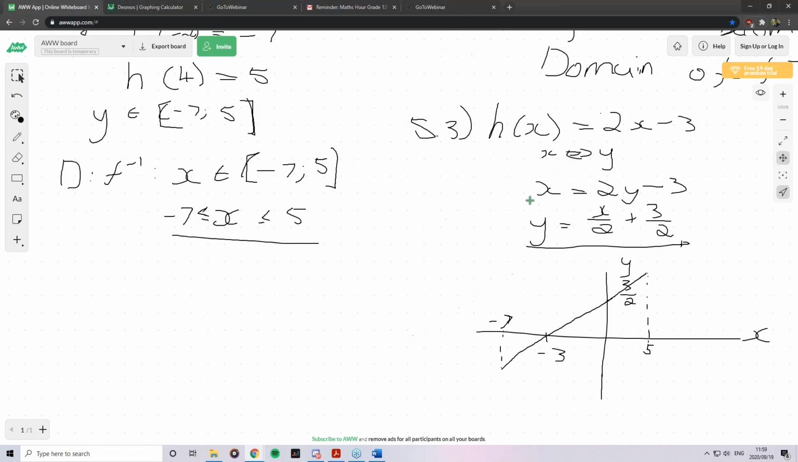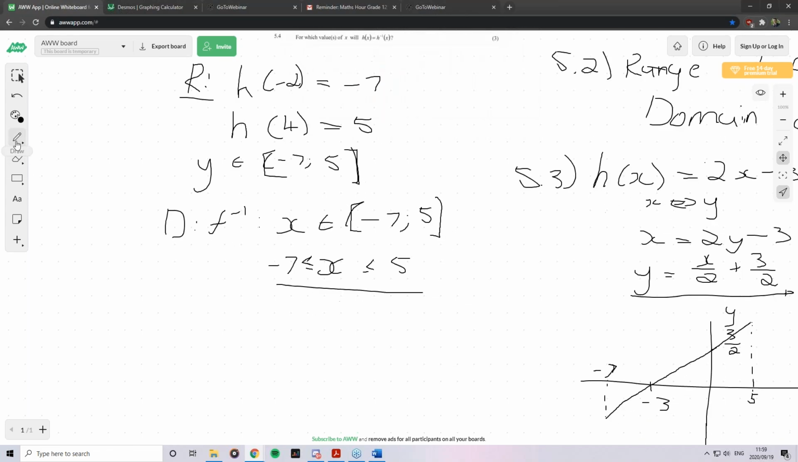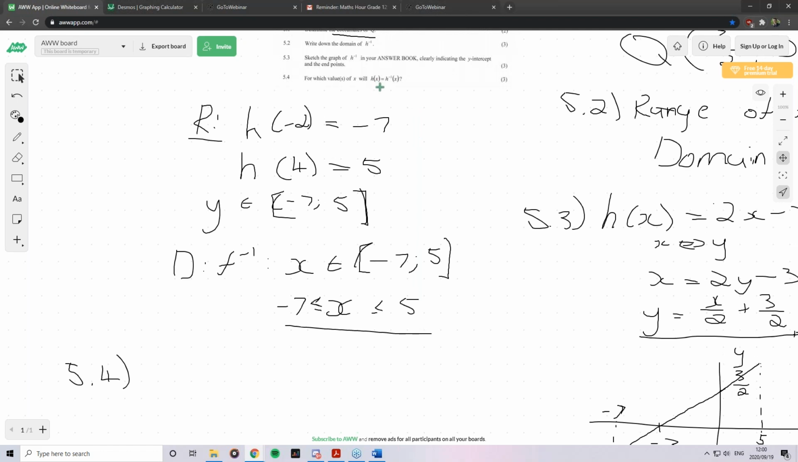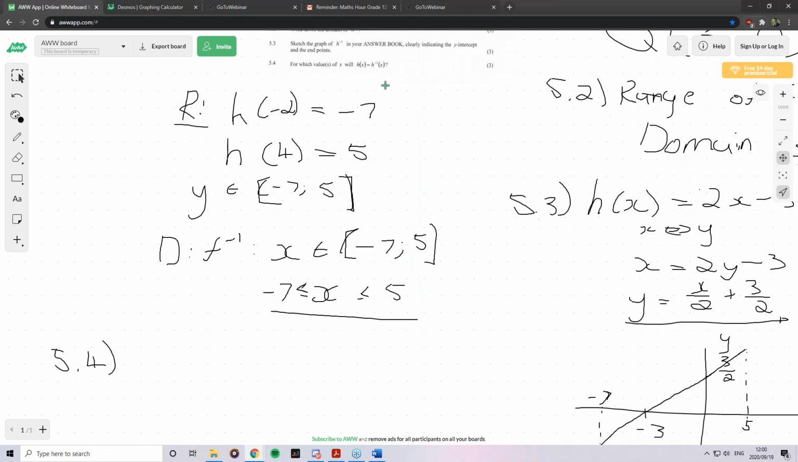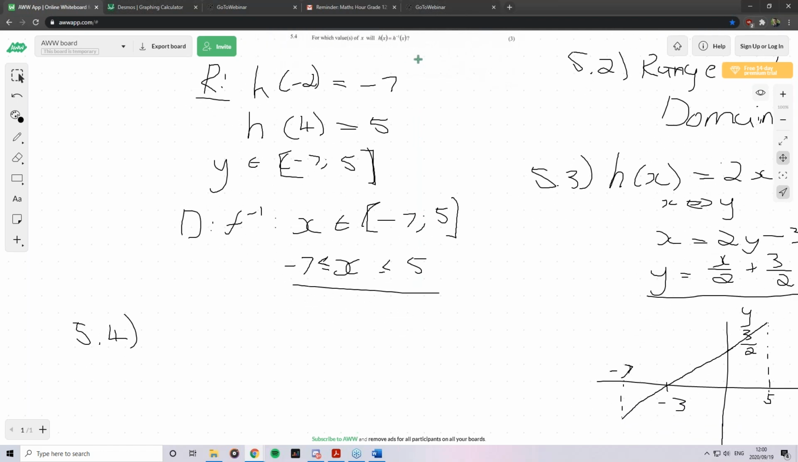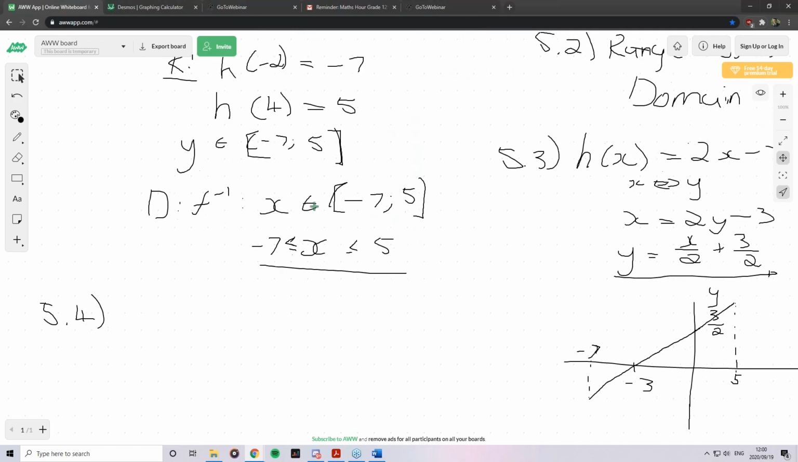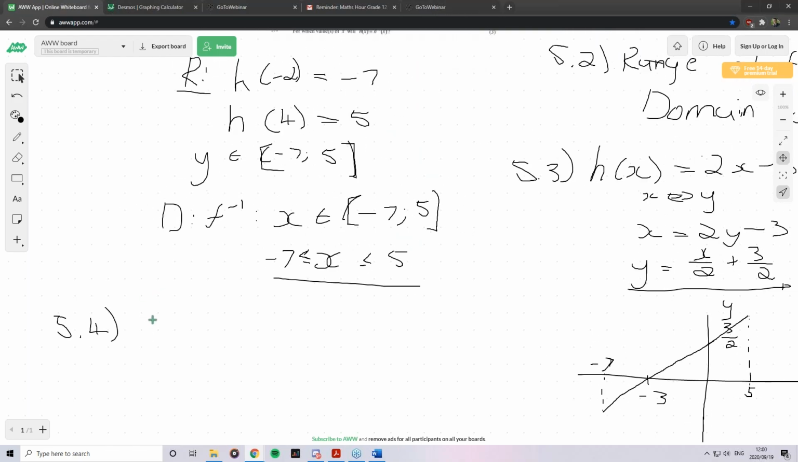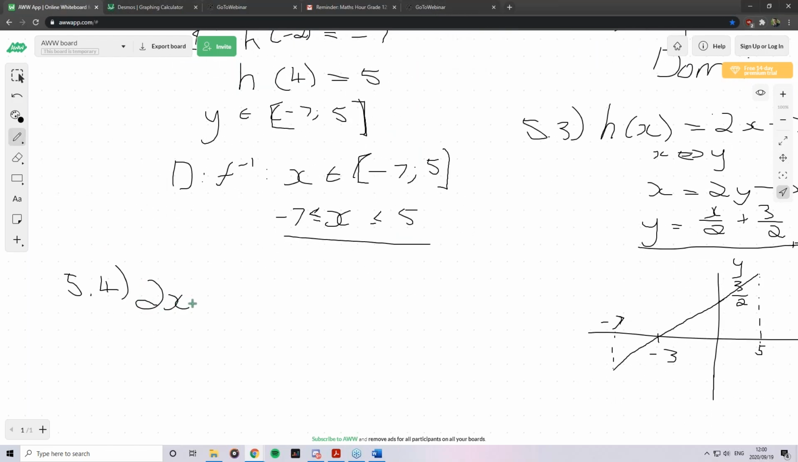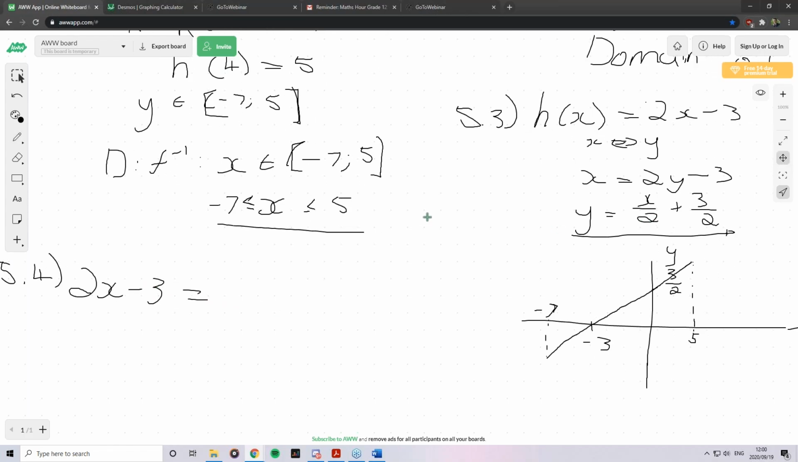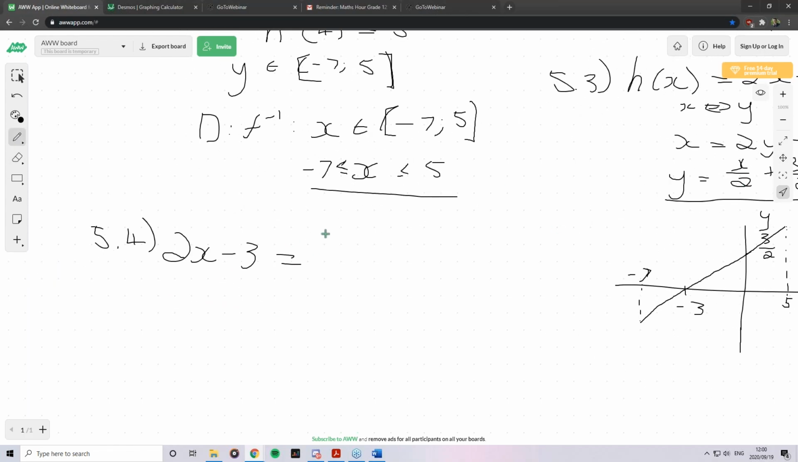Now, let's do 5.4 quickly before time runs out. 5.4. For which values of x will h of x be equal to h to the minus 1 of x? So we have h of x is 2x minus 3. You just make 2x minus 3 equal to the inverse. The inverse is x over 2 plus 3 over 2.